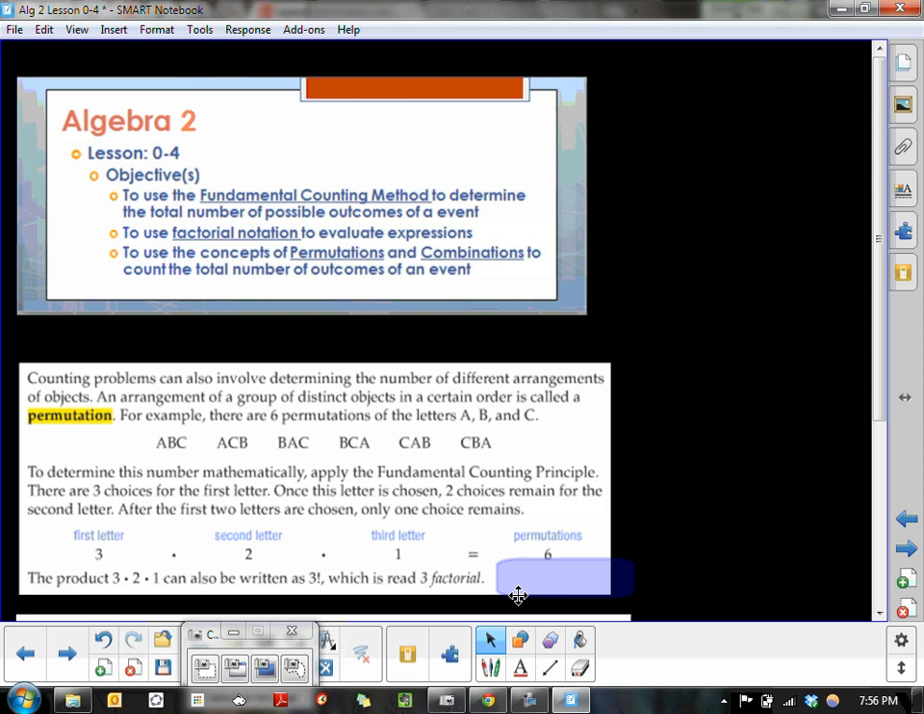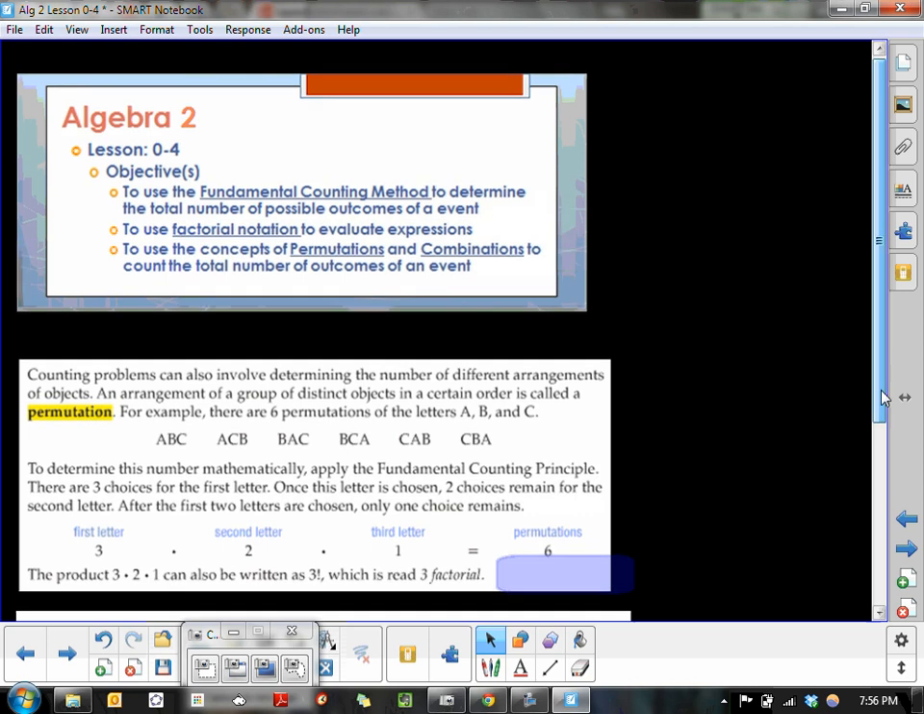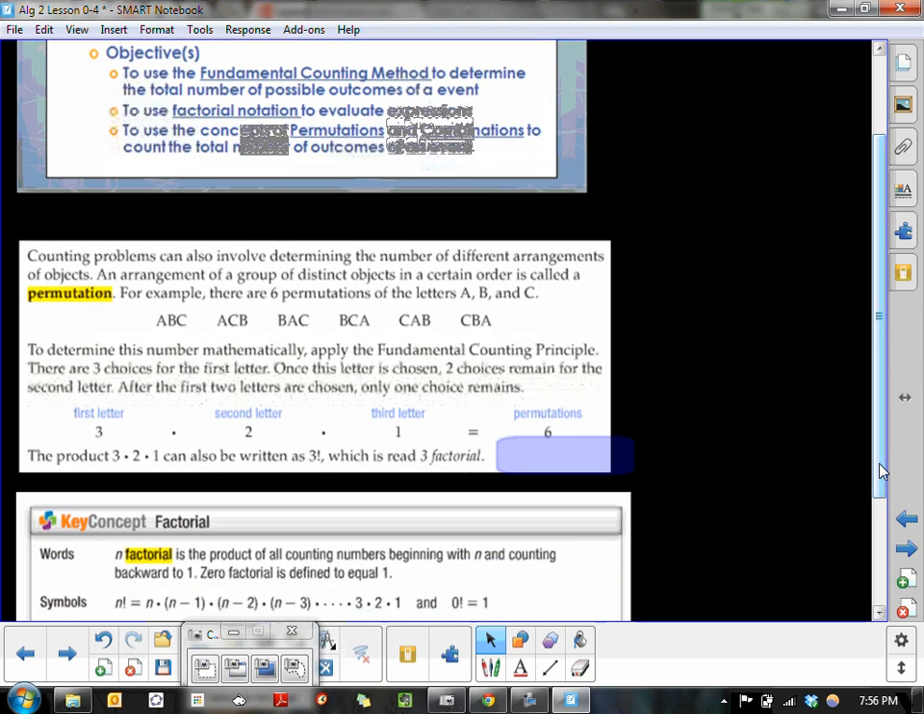So we have the letters A, B, and C. You can see that there's a list of 6 different outcomes that are possible. If you go A, B, C, A, C, B, and so on down the line, there are 6 different arrangements of those 3 objects. We want an efficient way of counting how many arrangements there are.